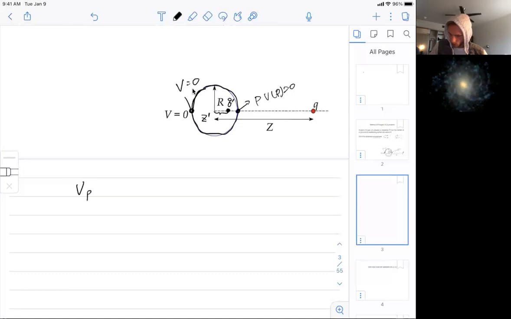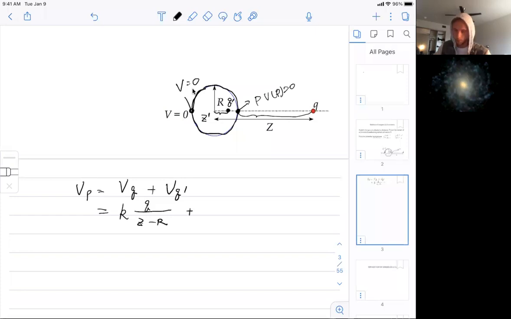So the potential at point P is due to charge Q and charge Q prime, right? Those two charges. And charge Q gives kQ over the distance from P to Q. Looking at the diagram, it's going to be z minus R, right? And for Q prime, it's kQ prime over the distance from Q prime to P, and that is going to be R minus z prime. Okay, radius minus z prime.